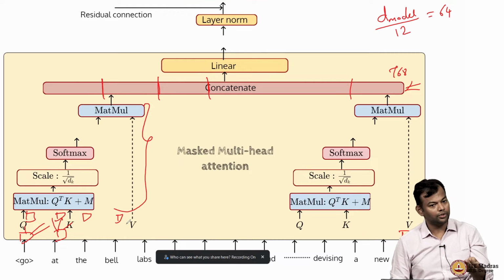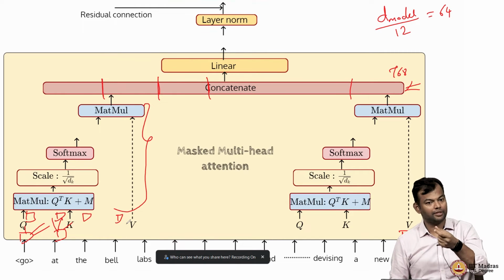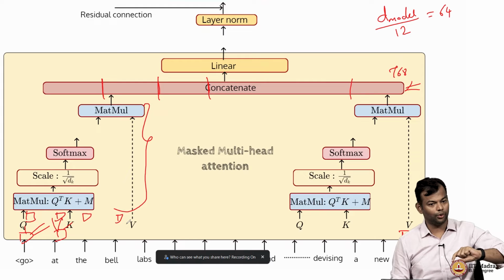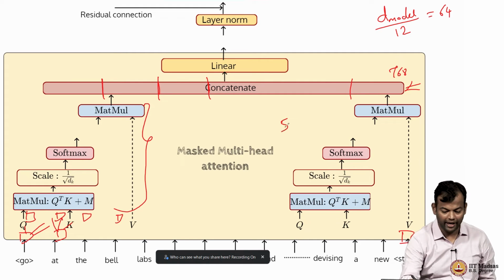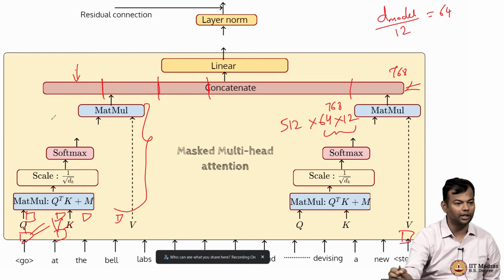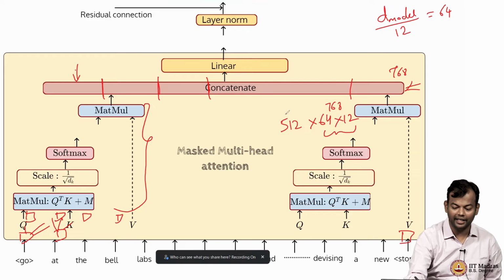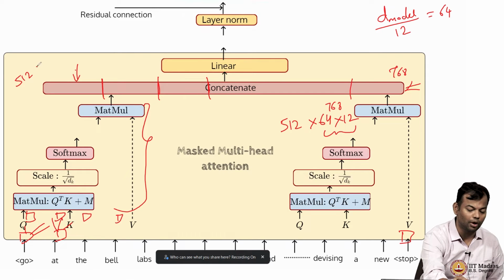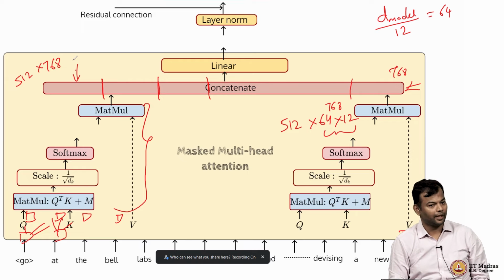So it has generated those 12 64-dimensional vectors for each of the 512 tokens. So you have 512 tokens, and for each of them a 64-dimensional embedding is being generated by each of the 12 heads. So this is 768, and that is what is getting concatenated here. Then finally, you will get 512 such concatenated vectors of size 768. Does that make sense?